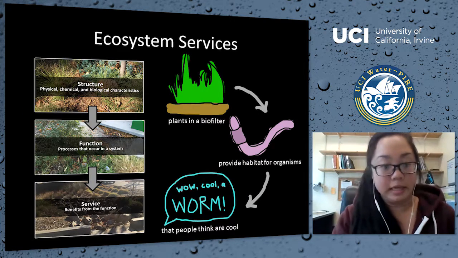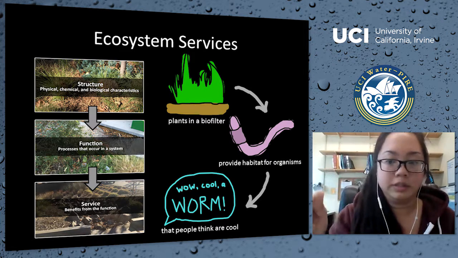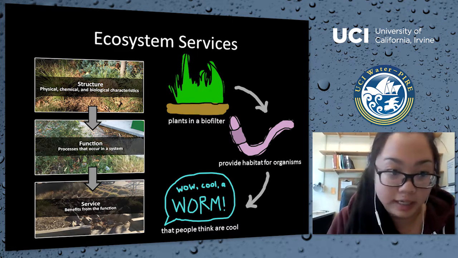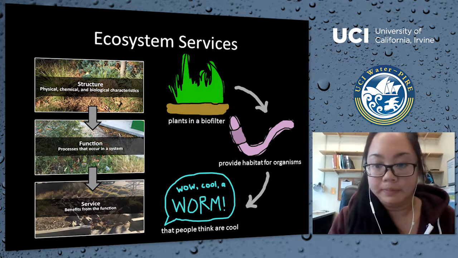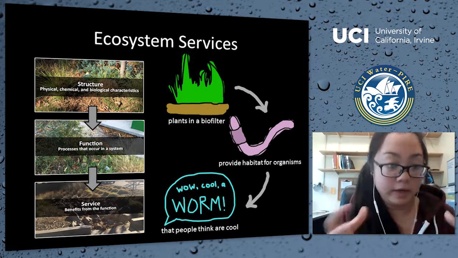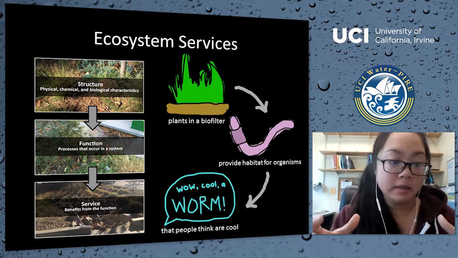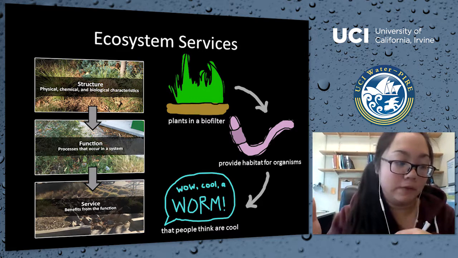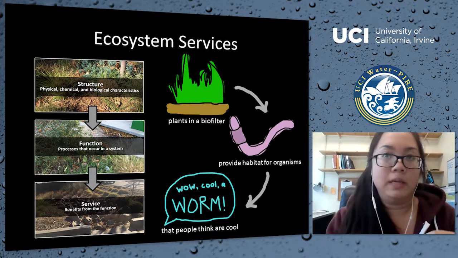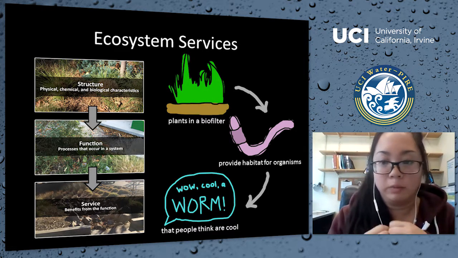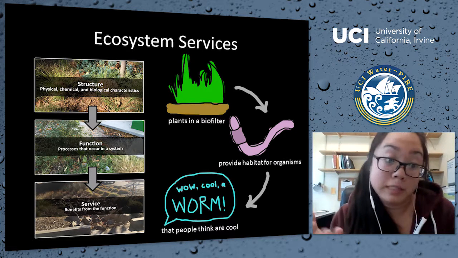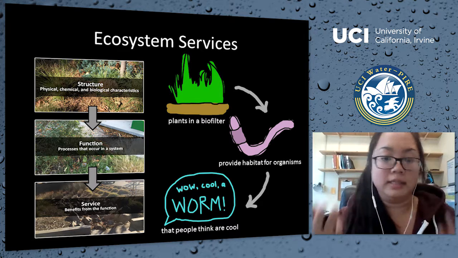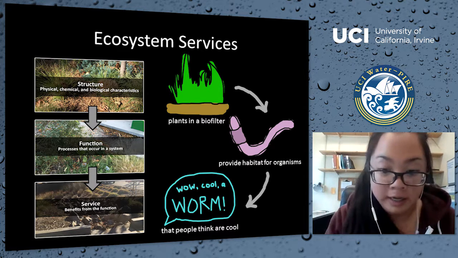Just as an example of this little flow of structure to function to service, go to slide 9. A biofilter will have plants, a structured plant community, and that will function as habitat for different organisms that we derive some sort of value from. Either we study them as a research project, or we think they're cool, or we just like to know that they exist somewhere out there in the world.